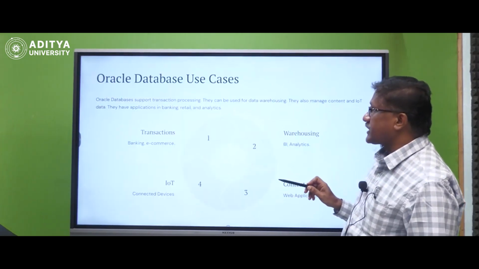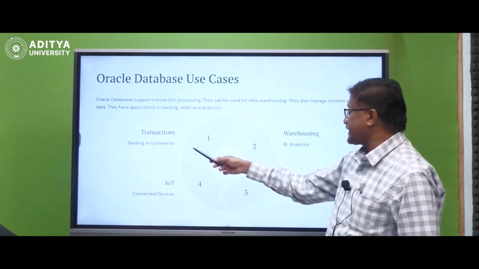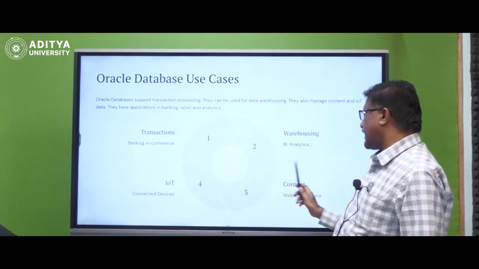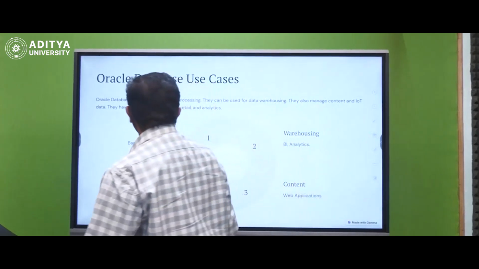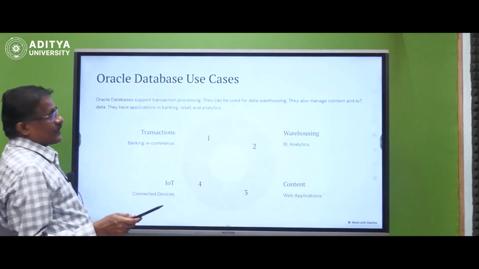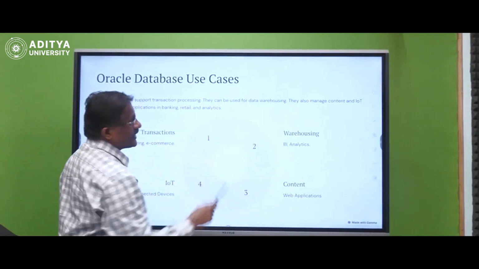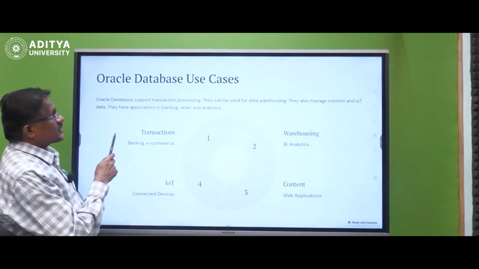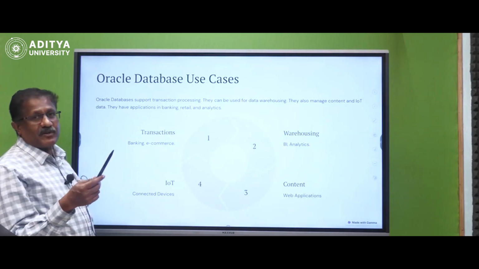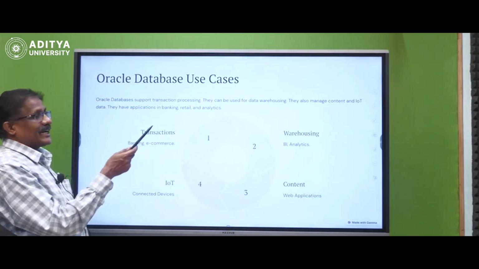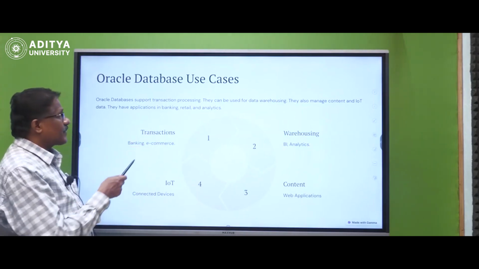So, the Oracle database use case diagram: if you see here, transaction, warehousing, IoT, content. It supports transaction processing. That means it can be used for data warehousing. It also manages content and IoT data. There are different types of applications, especially for banking, retail, and analytics in various sectors.